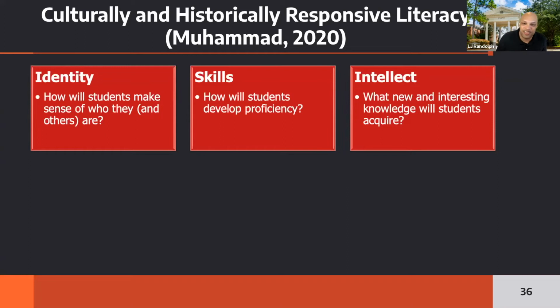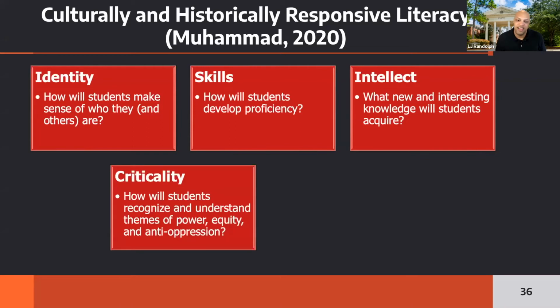Criticality, helping students recognize and understand things of power, equity, and anti-oppression. And what I think is most important, joy. How do we help students celebrate the joy and beauty of themselves and others?